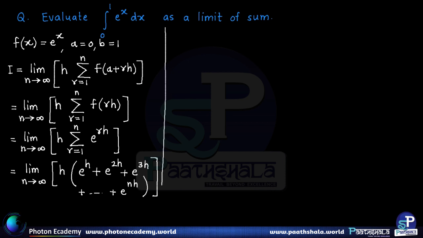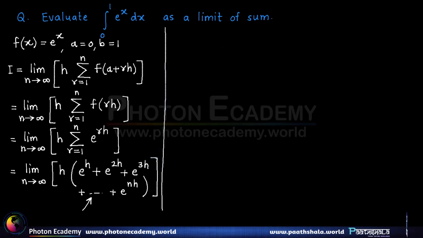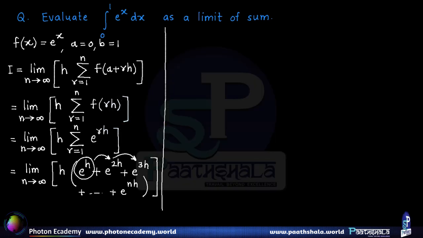Now if you observe, this particular bracketed expression is nothing but the sum of a geometric progression or a GP, isn't it, in which the first term is e raised to h and it is getting successively multiplied by e raised to h only, so therefore the index increases by 1 every time. And we know that the sum of a GP of n terms has a formula, so therefore let us use that formula to write the sum.